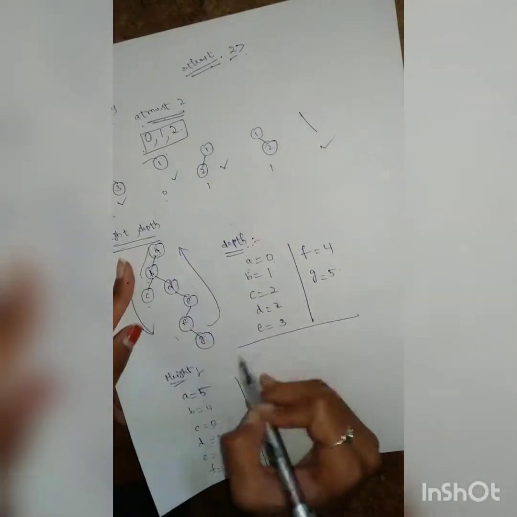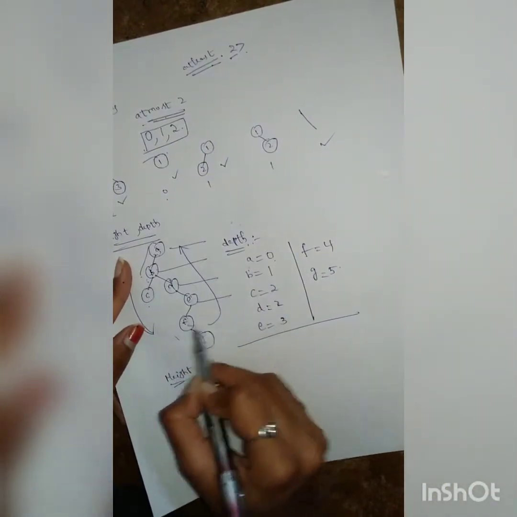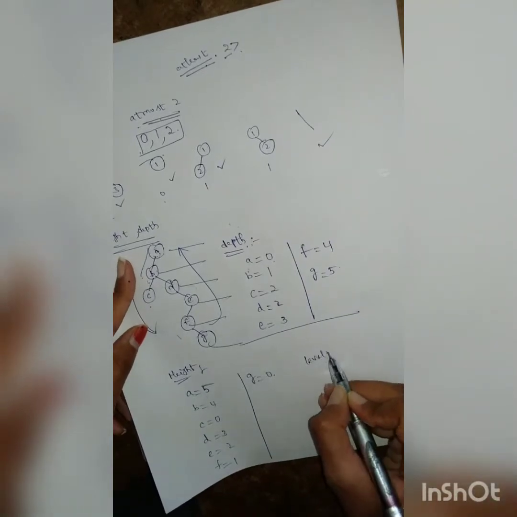And what is the level of this tree? Level 0, level 1, level 2, level 3, level 4, level 5. The level of the tree is level 5.